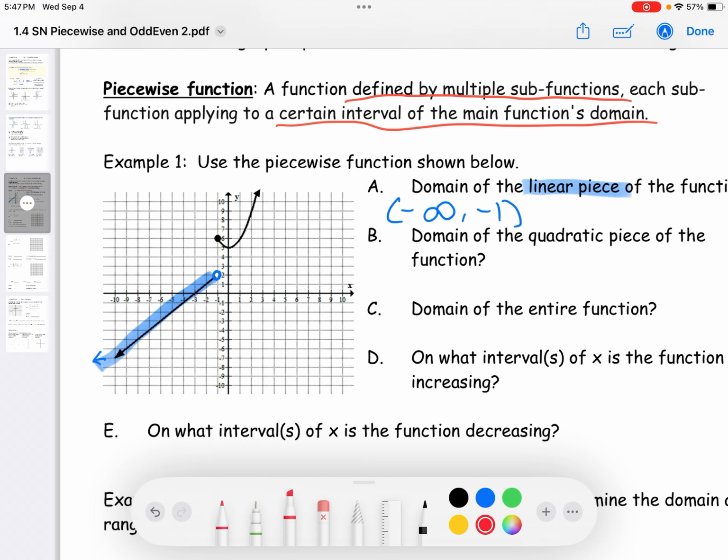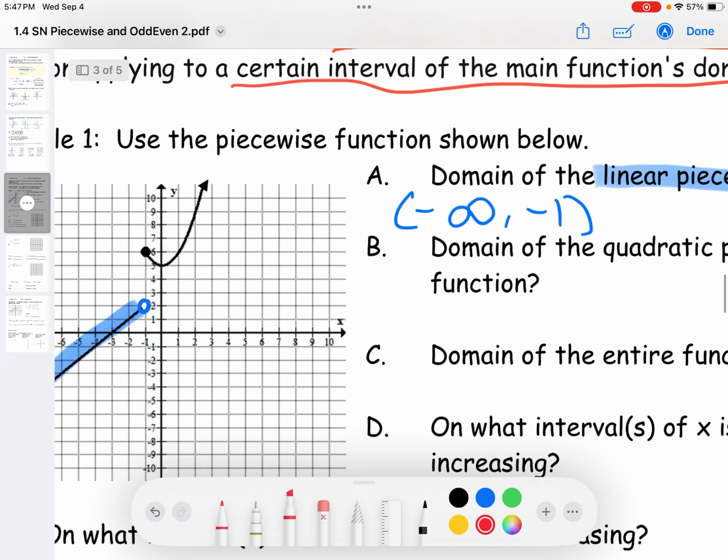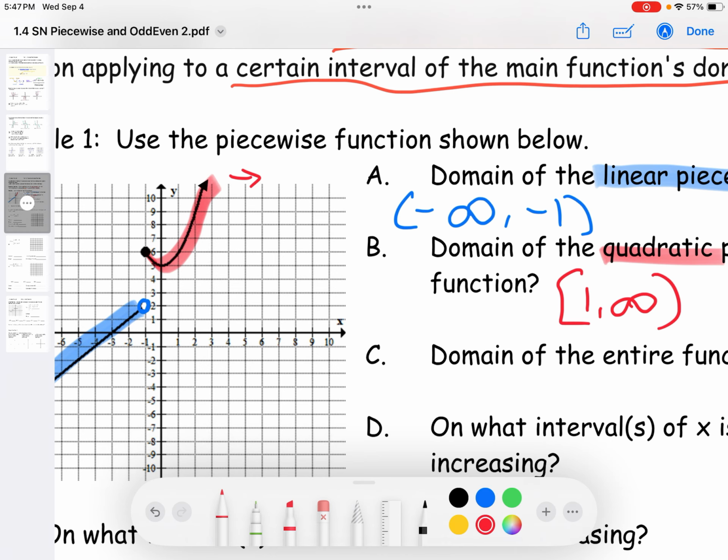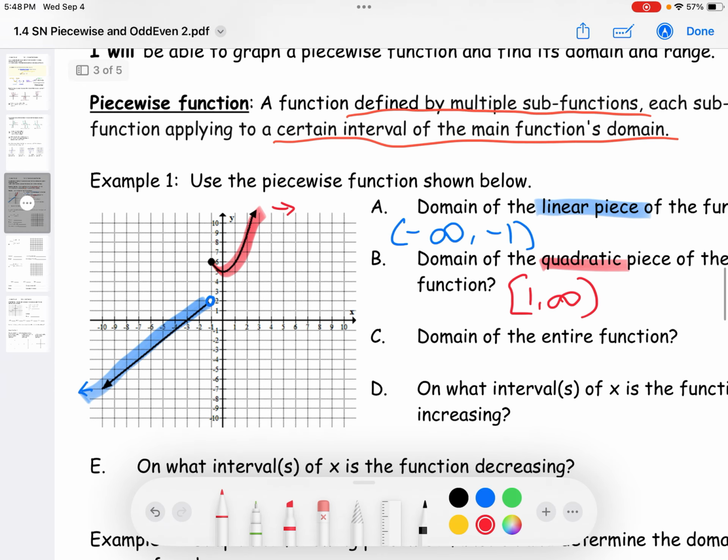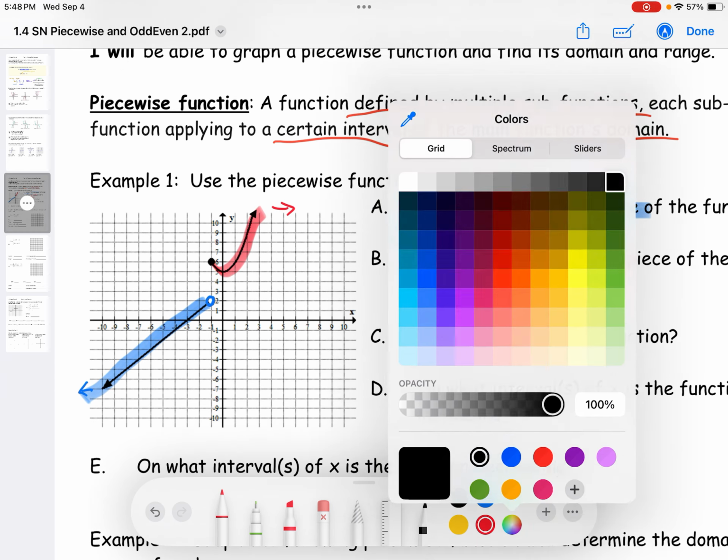Then for part B, the quadratic piece, we're looking for its domain. So this curve, just that quadratic piece, its x starts at 1, and that is a closed, filled in circle. So it is a closed 1. We'll use a bracket. And that domain continues all the way right forever. So 1 to infinity with a bracket on that 1.